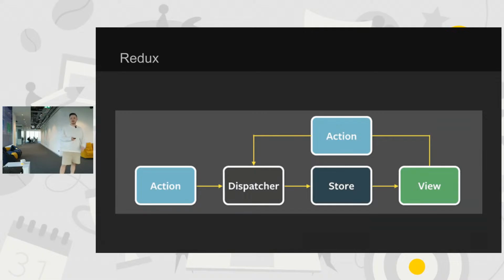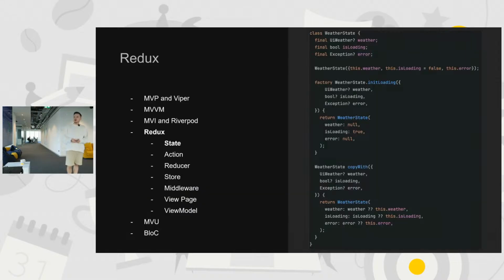Redux is a little bit harder to understand from my perspective, and as you can see, this diagram is a little bit more complex. It has an action which goes to our dispatcher, and by using this store, it allows us to update our view. And again, view sends some actions to our dispatcher. Let's review our state.